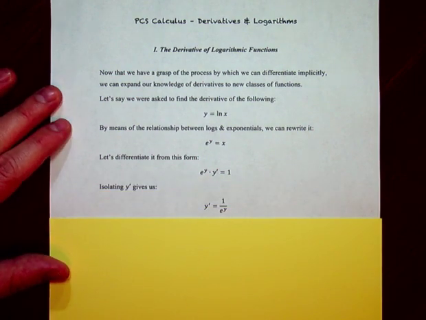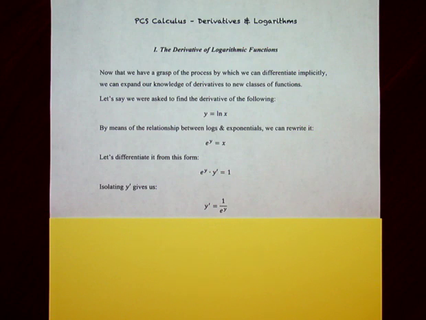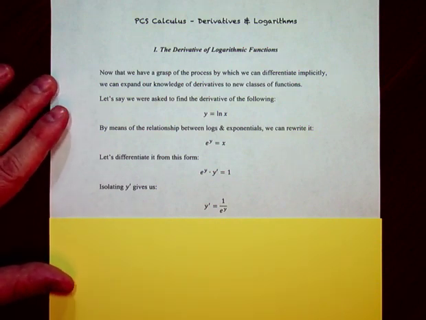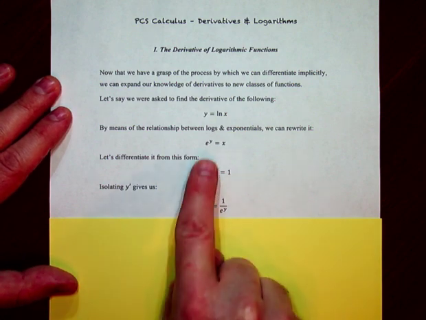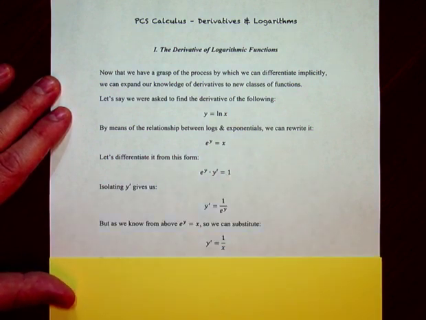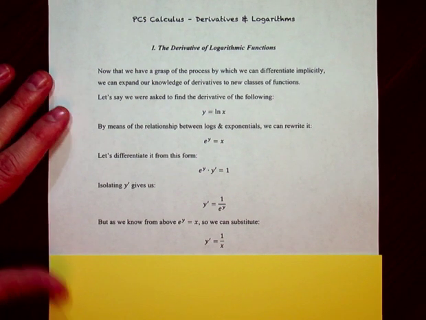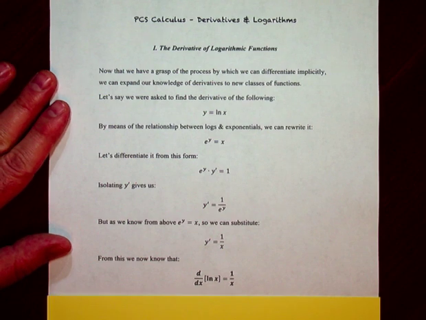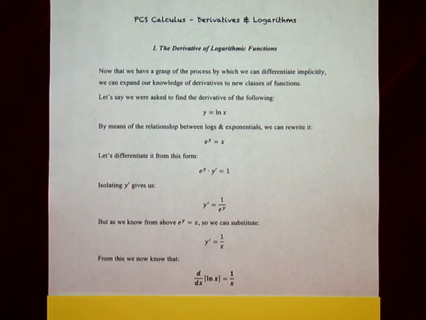Now, if we want to find y prime, which in this case is dy dx, we basically divide by e to the y. But remember, e to the y was equal to x. So we can substitute and we get y prime is equal to 1 over x. And this is how we have derived our rule for the derivative with respect to x of natural log x. And we know that it's 1 over x.